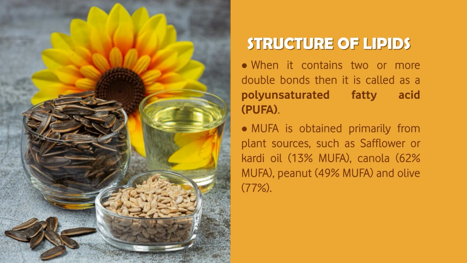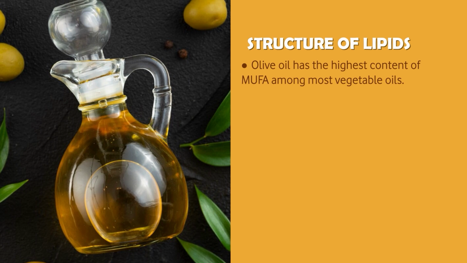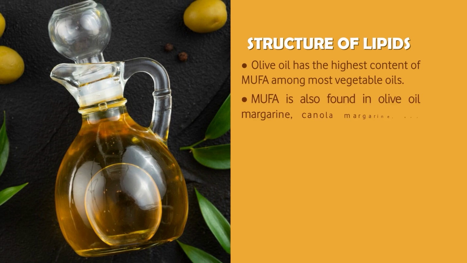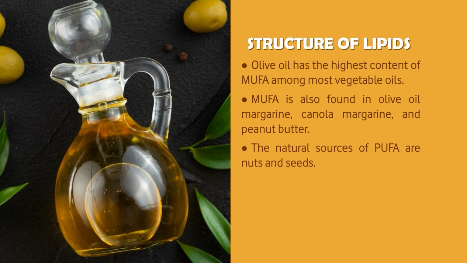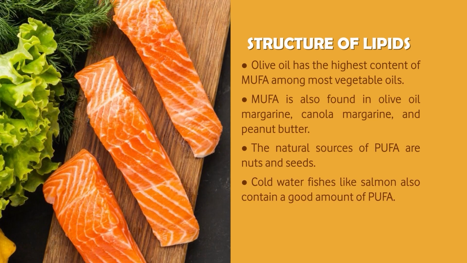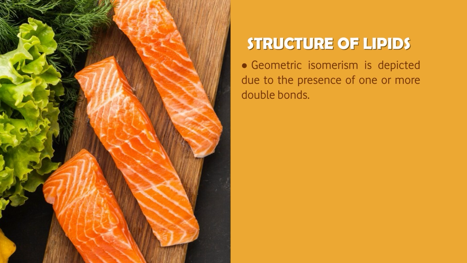MUFA is obtained primarily from plant sources such as safflower oil, canola oil, peanut oil and olive oil. Olive oil has the highest content of MUFA among most vegetable oils. MUFA is also found in margarine, canola margarine and peanut butter. The natural sources of PUFA are nuts and seeds. Cold water fishes like salmon also contain a good amount of PUFA. Unsaturated fatty acids exhibit geometric isomerism. Geometric isomerism is displayed due to the presence of one or more double bonds.